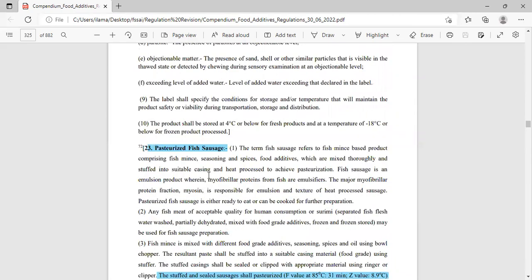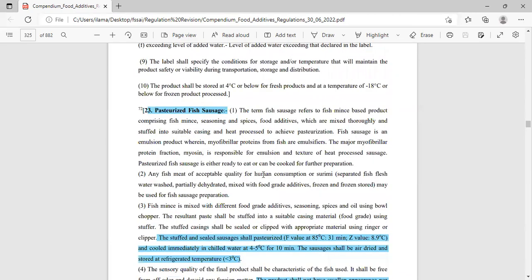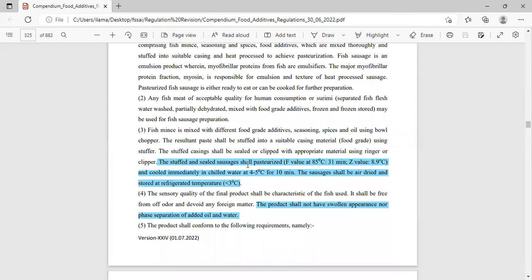And pasteurized fishes, just see what is the temperature for pasteurization. Here the F value is 85. For 85 degrees Celsius, it has to be in 3 minutes. The Z value is 8.9 degrees Celsius. And it has to be cooled like milk to 4 to 5 degrees Celsius for 10 minutes. And then the sausages shall be air dried and stored at the refrigerated temperature less than 3 degrees Celsius.